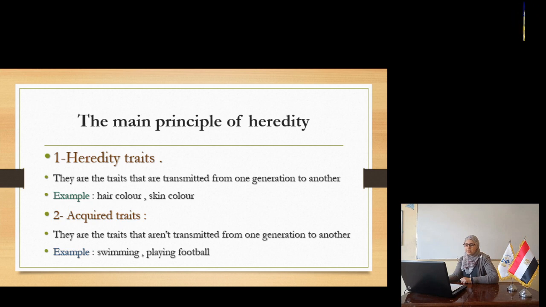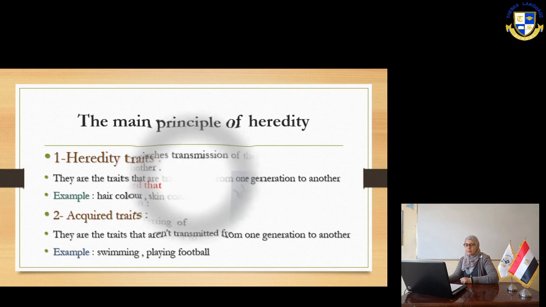So what are the examples for heredity traits? They are hair color and skin color. And what are the traits that transmit from one generation to another? It is heredity traits. What's meant by acquired traits? They are traits that are not transmitted from one generation to another. Example for acquired traits, swimming and playing football.